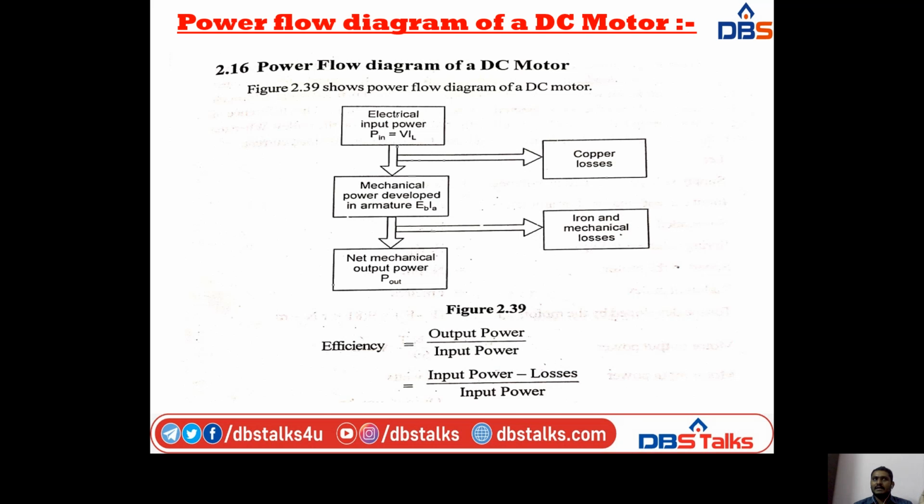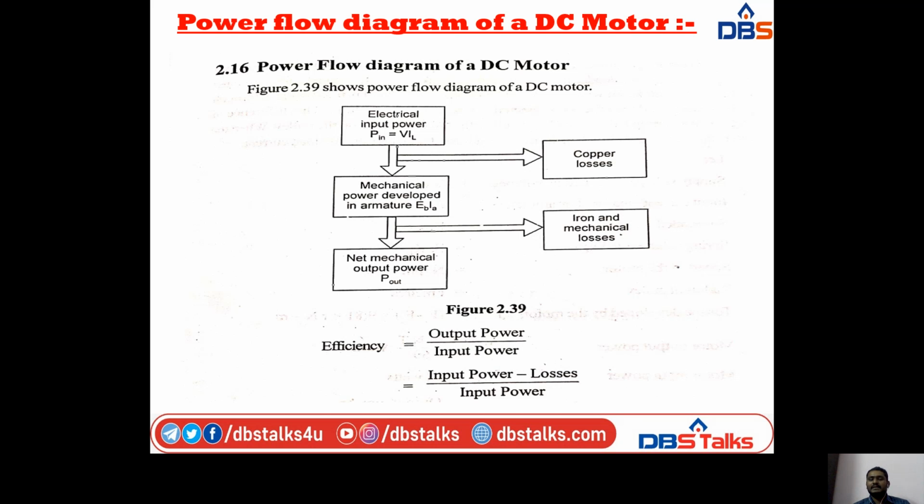In the DC generator we have electrical power developed in the armature, that is EG into IA, the generated EMF and armature current. Here we are using EB into IA, that is back EMF and armature current. In the DC generator, the input is mechanical power, after that we have iron and mechanical losses. But in the DC motor, after the electrical input power, we have copper losses, and after that mechanical power is developed in the armature. Next we have iron and mechanical losses, and lastly we have the mechanical output power, that is P out.